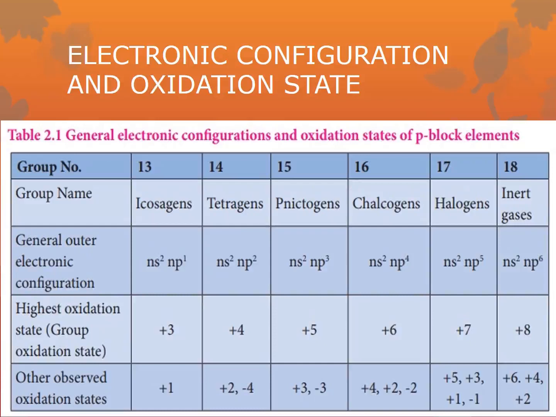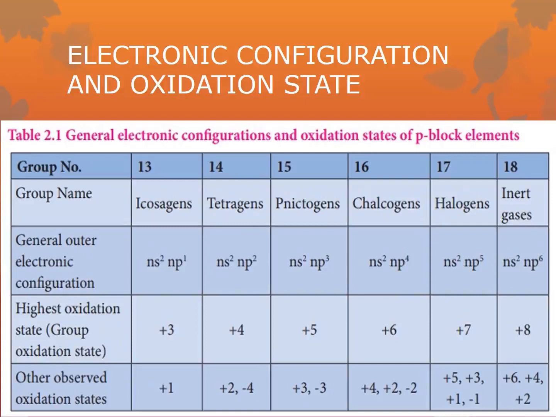Okay, these are the general trends in the properties of p block elements. Okay children, have you understood? Right. Now, they are placed in the 13th to 18th group of the modern periodic table, and the first members of the groups are boron, carbon, nitrogen, oxygen, fluorine, helium respectively. They are the first members of groups 13 to 18, that are icosagens, tetragens, pnictogens, chalcogens, halogens, inert gases.